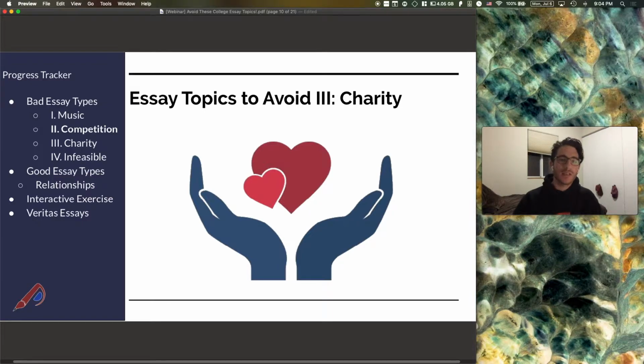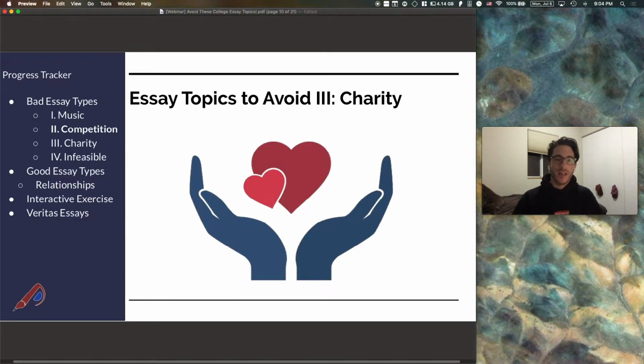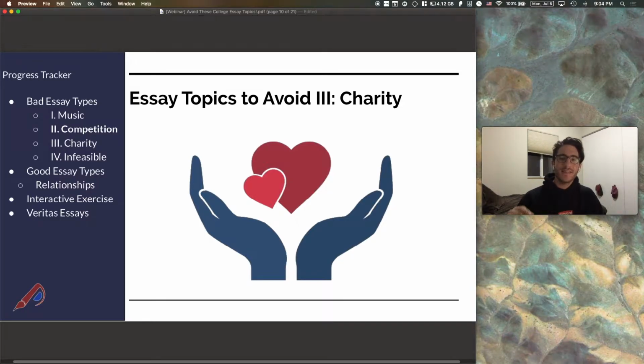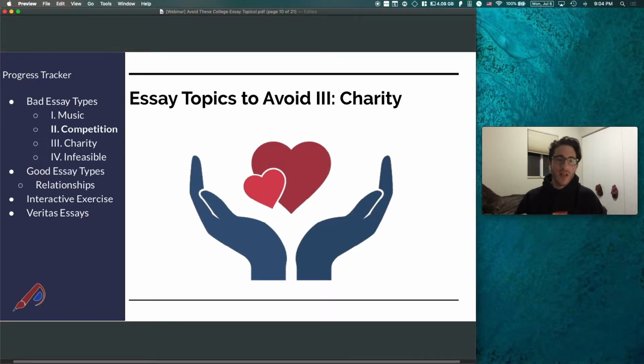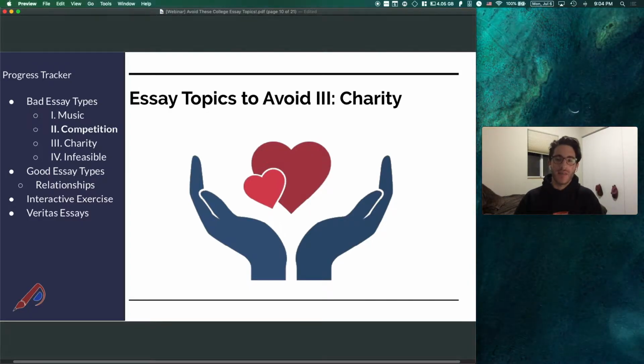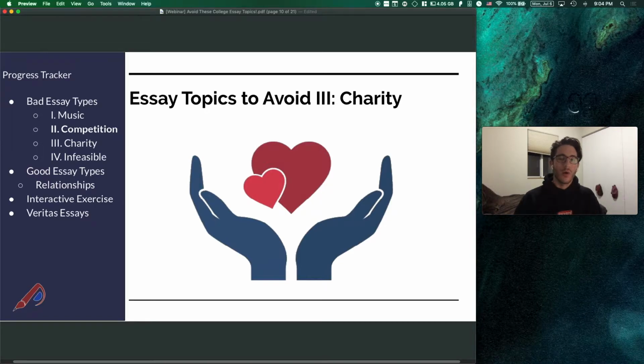In an application, this can be achieved through the activity section, which can be full of charities without making a student seem self-aggrandizing. But writing an essay about charity comes across badly and tends to speak negatively towards a student's character. There's nothing to really take out of someone who uses a charity as a device to make themselves seem admirable or admissionable to a college.